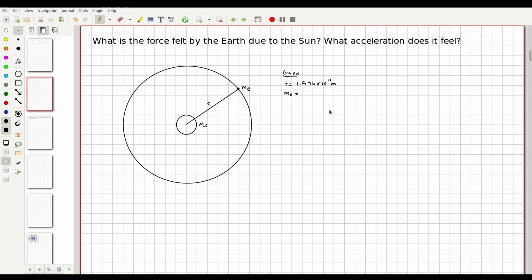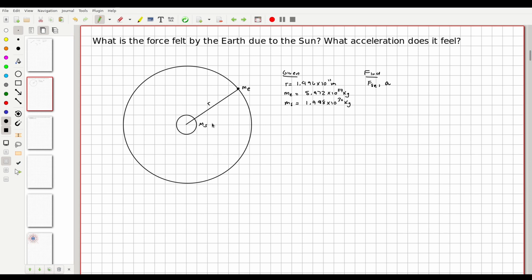Now, the mass of the Earth, again, is something that's very well documented. It's 5.972 times 10 to the 24th kilograms. And the mass of the Sun is 1.988 times 10 to the 30th kilograms. Now, we want to find two things. We want to find the force of the sun on the Earth, okay? And we also want to find the acceleration that the Earth experiences in its orbit.